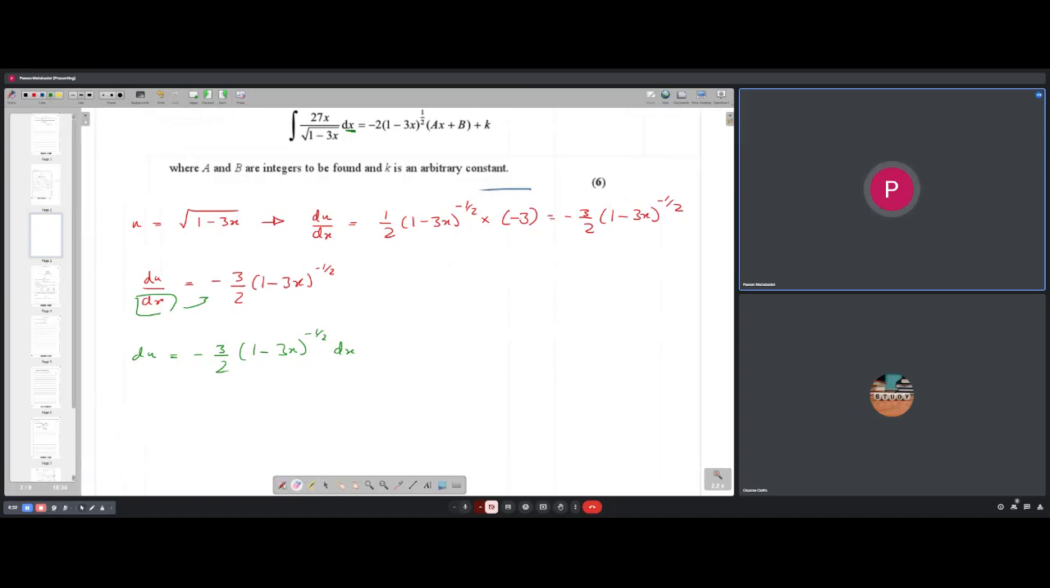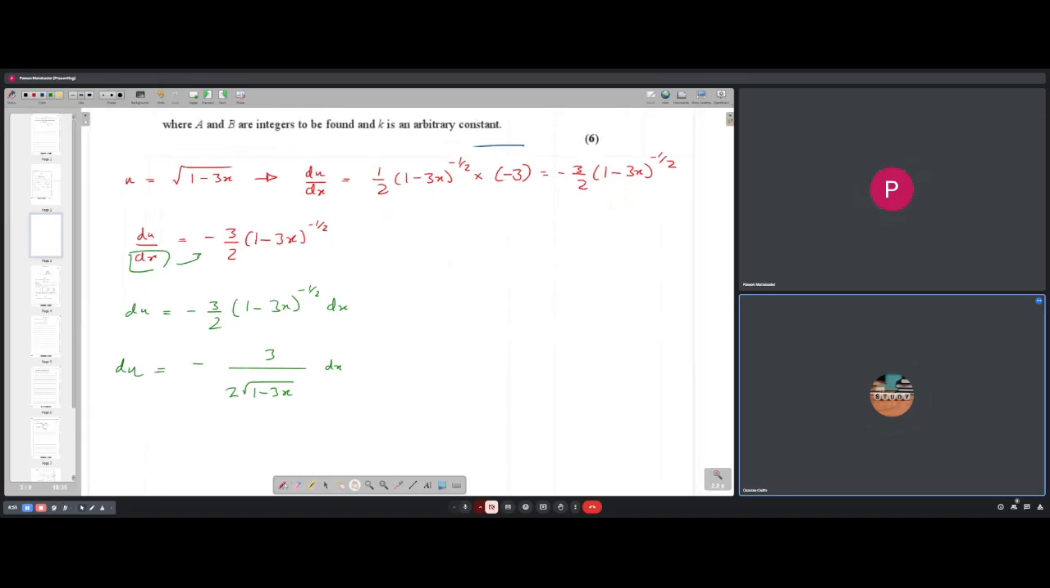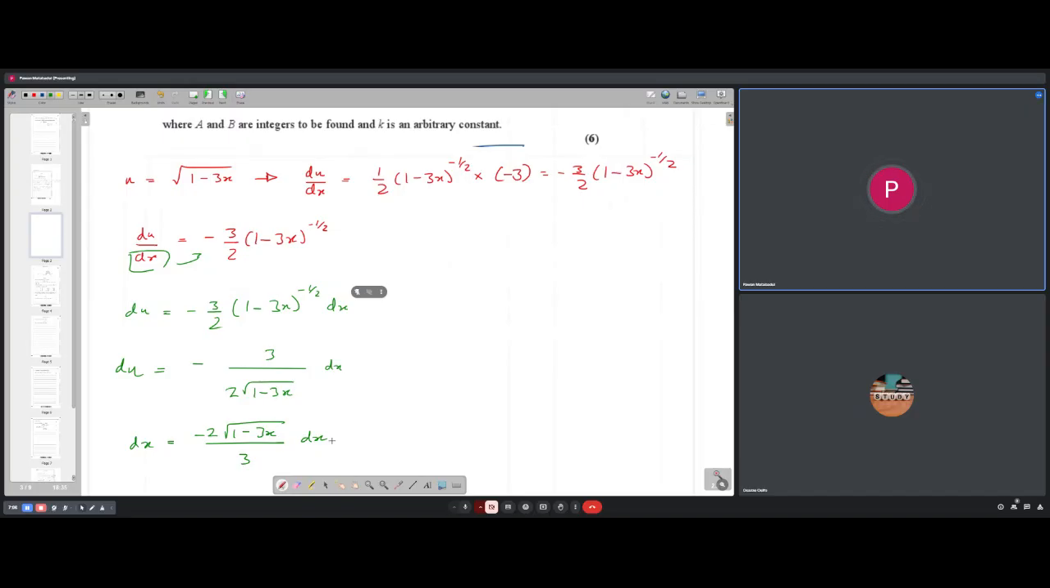Okay, what I'm going to do is I'm actually going to rewrite this because it might be a bit confusing. So I could rewrite this as minus 3 on the top all over 2 times square root of 1 minus 3x, like that. Do you understand that, yeah? So that means you would have dx is equal to 2 times square root of 1 minus 3x, all divided by 3. And you can put a minus sign, dx like that. Does that make sense? Right, that's du.